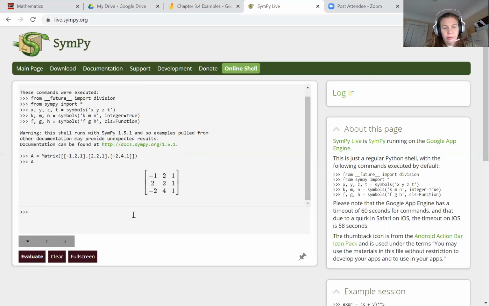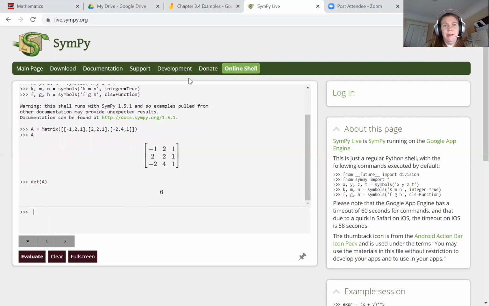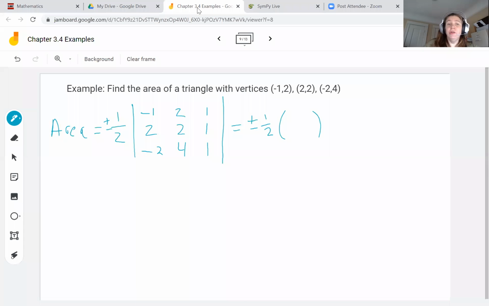And so we will just do det of A, all lowercase det. And our determinant works out to be 6. And of course, you could do it by hand going through the expansion that we just showed, and then verify it in SymPy if you like. So 1/2 times 6 is going to give us 3 for the area of that triangle.